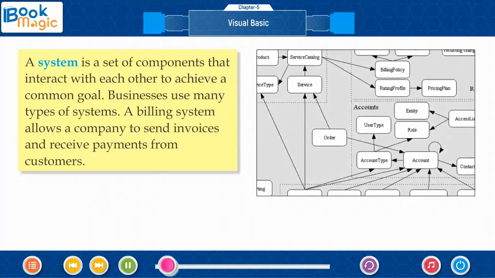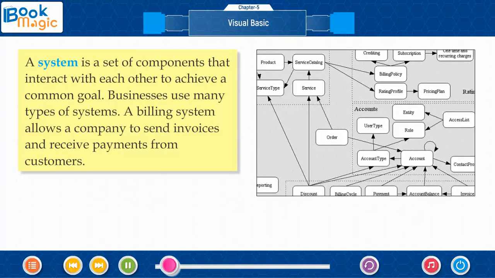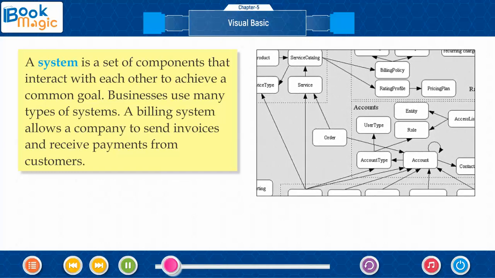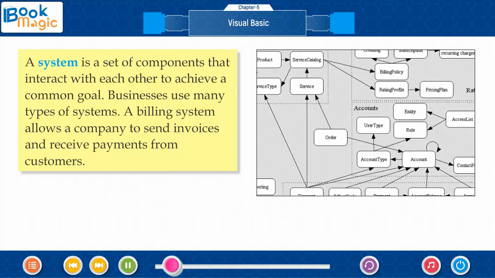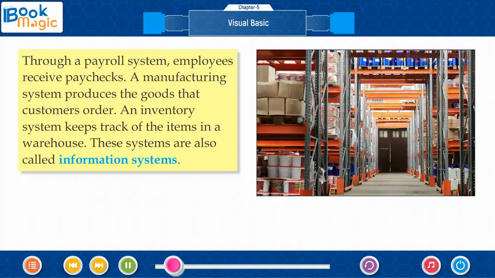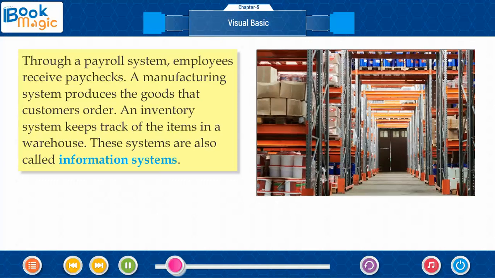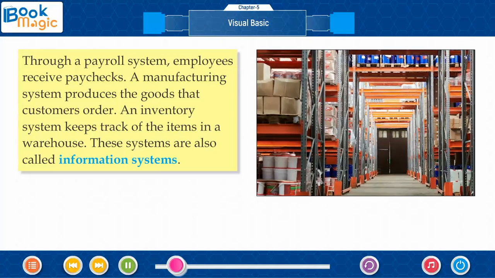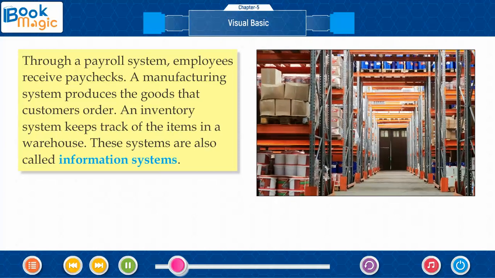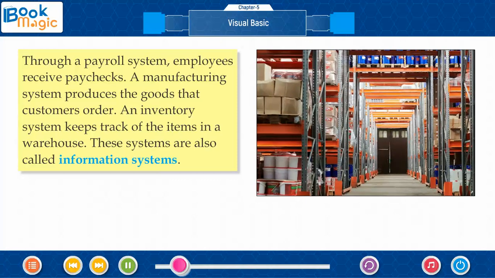A system is a set of components that interact with each other to achieve a common goal. Businesses use many types of systems. A billing system allows a company to send invoices and receive payments from customers. Through a payroll system, employees receive paychecks. A manufacturing system produces the goods that customers order. An inventory system keeps track of the items in a warehouse. These systems are also called information systems.